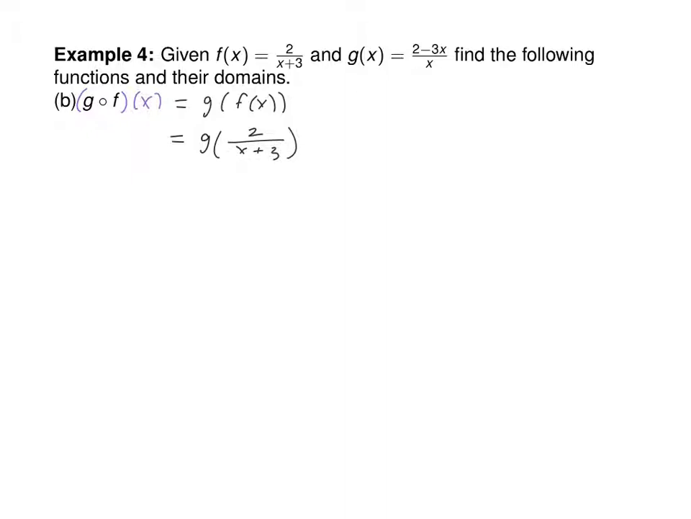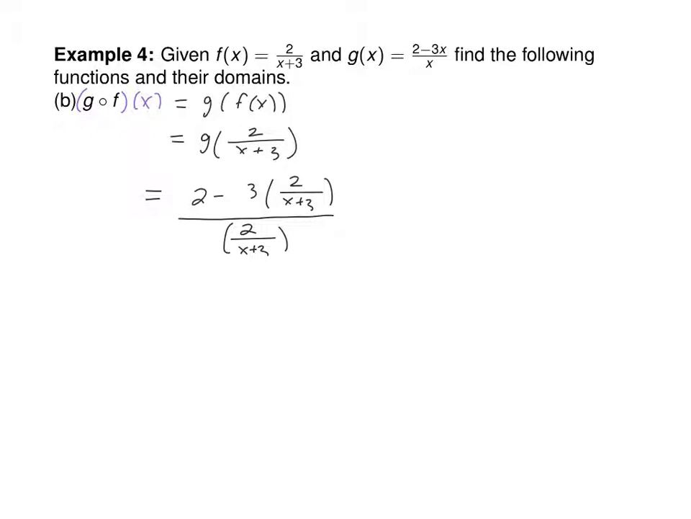Okay, so that's g of 2 over x plus 3, plugging in what f is. And then how many spots does the 2 over x plus 3 go in the other function? Twice, yep, exactly. So 2 minus 3 times 2 over x plus 3, over 2 over x plus 3. That's an ugly fraction. That is an ugly fraction. There is a good way to deal with it.